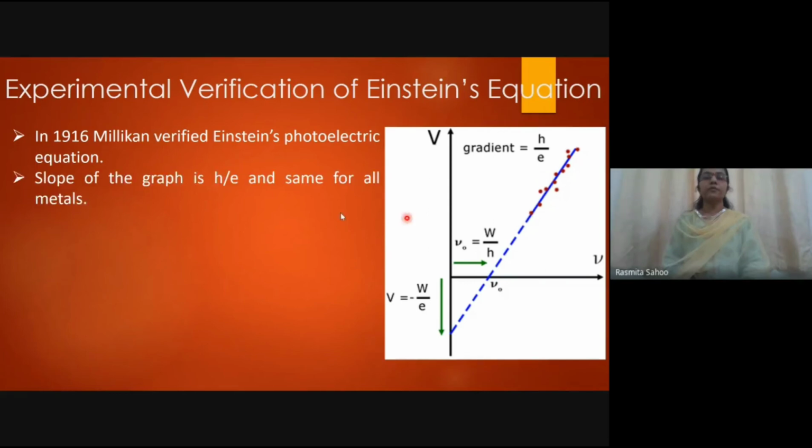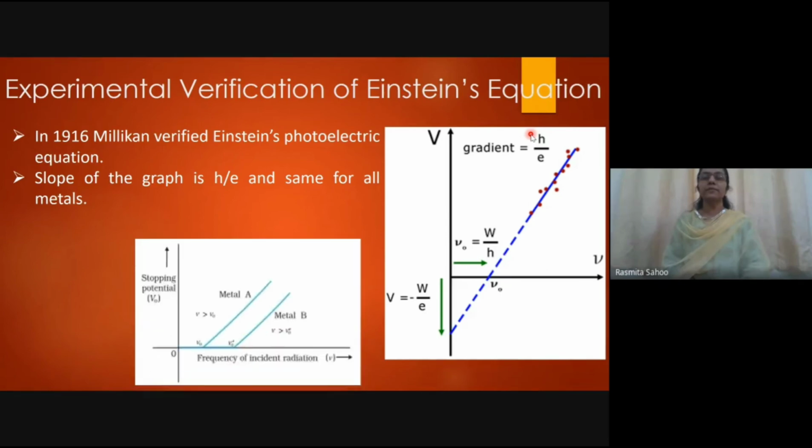So the slope of the graph is h/e, and it is the same for all metals. You can see h is independent of whatever material you are taking. h is Planck's constant, it is not going to change. e is the charge of the electron, so it is also not going to change. So h/e is the same for all metals. So what is changing then? Here you can see this is for metal A, this is for metal B.